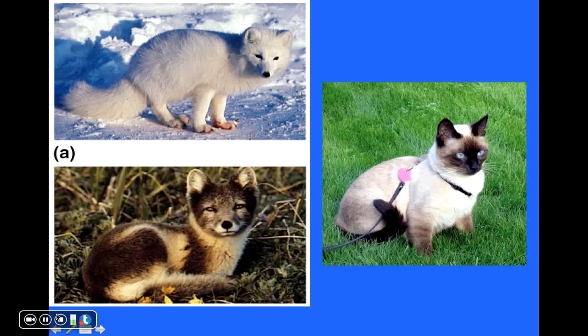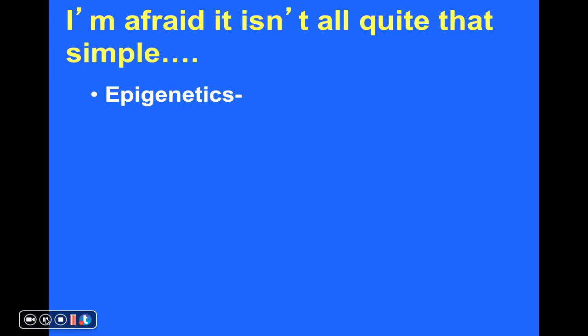Again, keeping in mind that all the cells are genetically identical, right? But the phenotype that we see depends totally on the environmental conditions. In this case, slight variations in temperature in different portions of the cat's body.